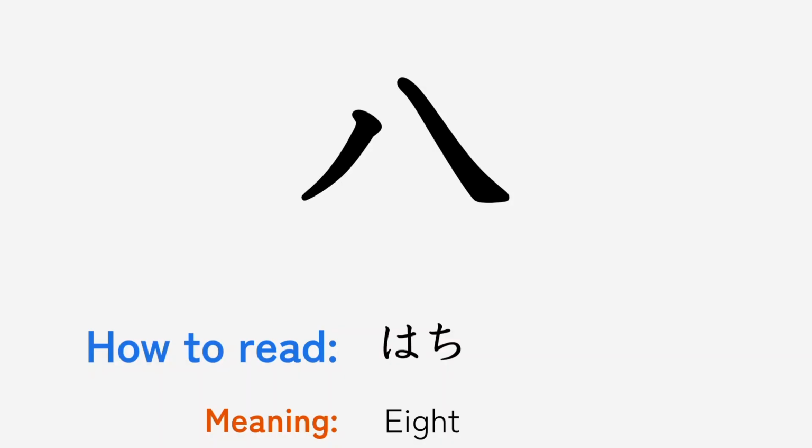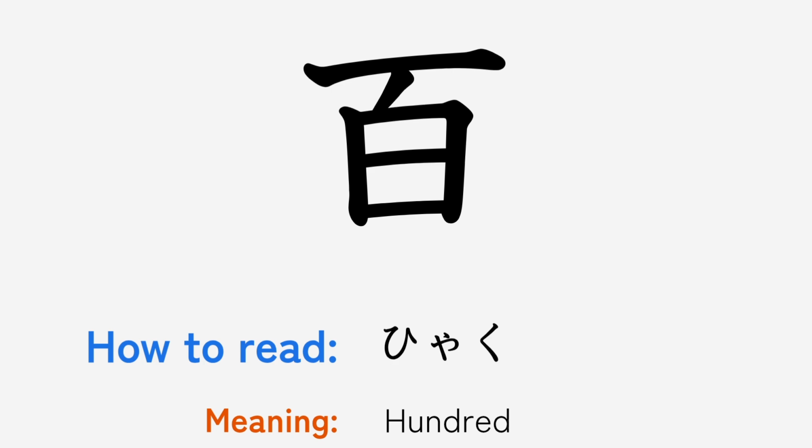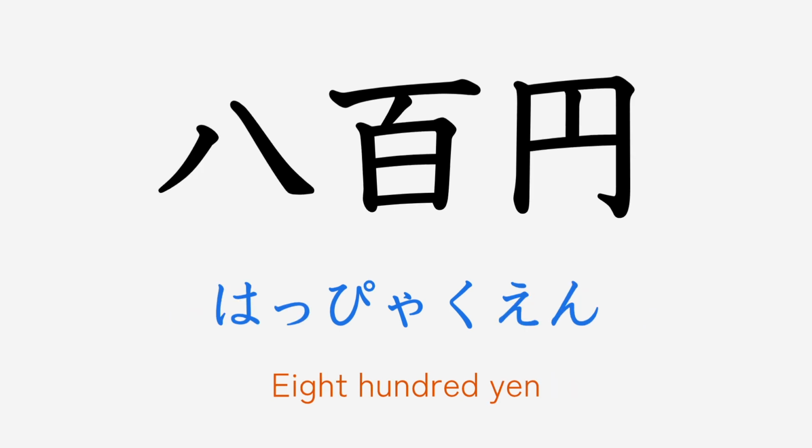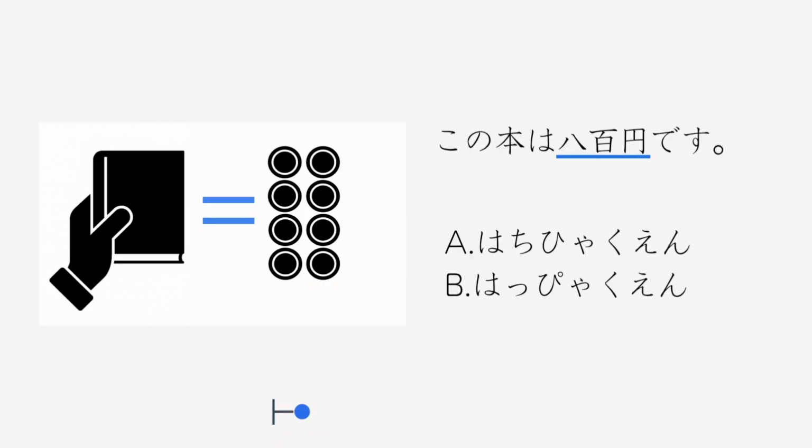8 is 8. 100 is 100. 8 plus 100 plus yen makes 800 yen, meaning 800 yen. How do you read the underlined kanji? The answer is B. Notice the sound change. 8 plus 100 becomes 800. A small 2 makes a quick pause.